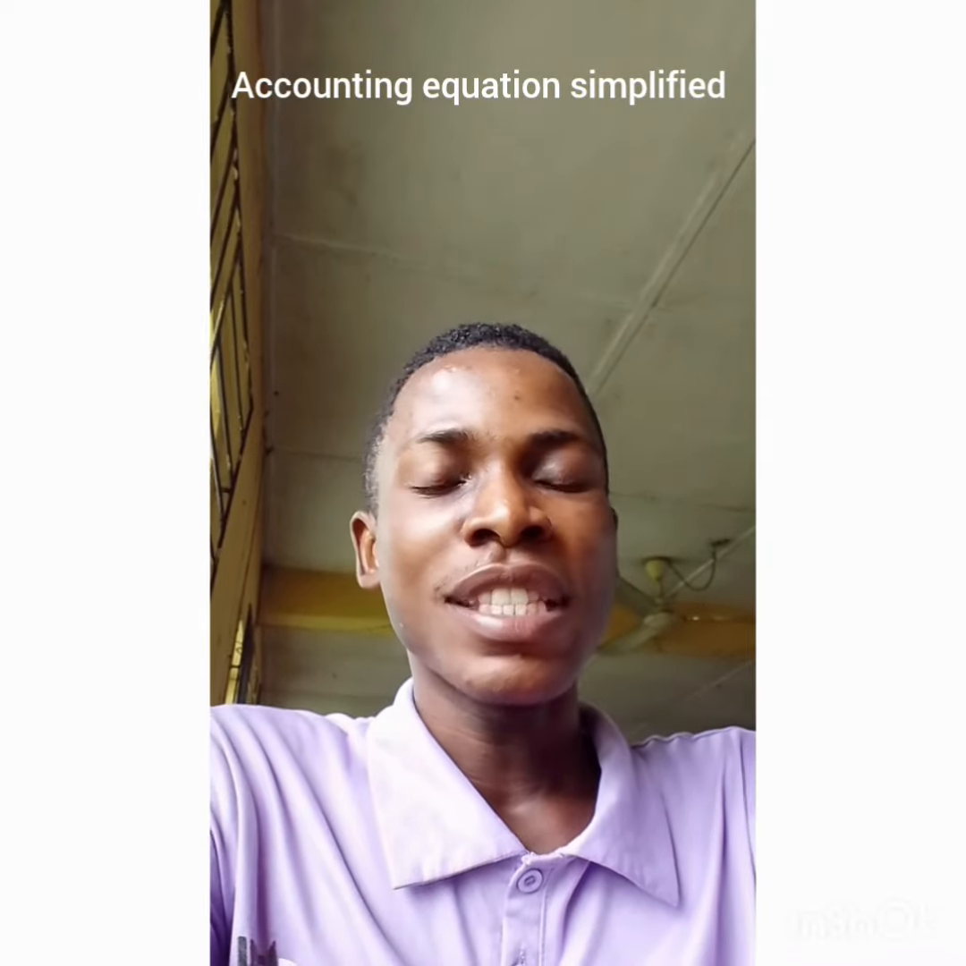Now, the accounting equation will change to asset equals capital plus liability, which means that the resources of the business were provided by both the owner of the business and by an outsider. Very pertinent to note that the resources of a business are not only limited to money. It can be money, it can be machines, it can be materials, it can be information. So at this point, the resources of the business are now 400,000 naira, which means that the resources of the business were both provided by the owner of the business and by an outsider.